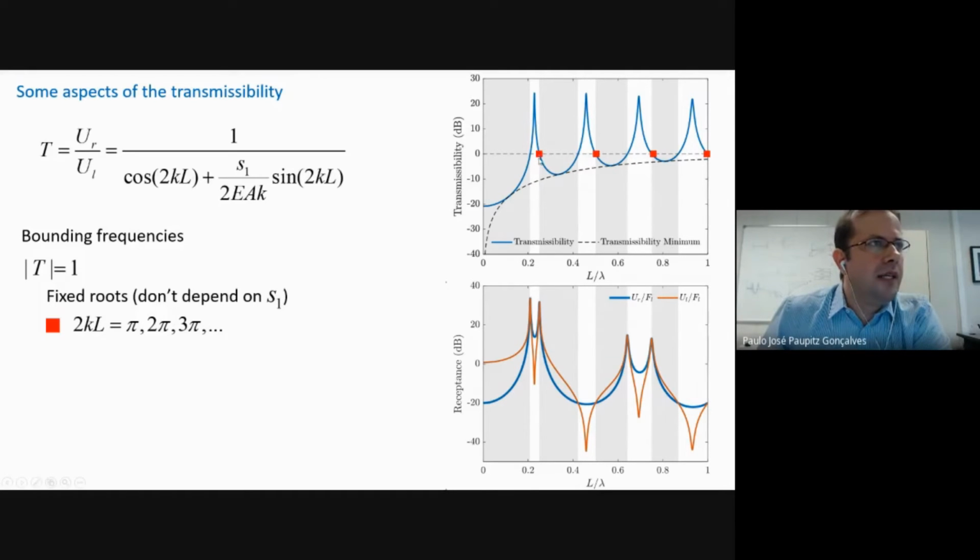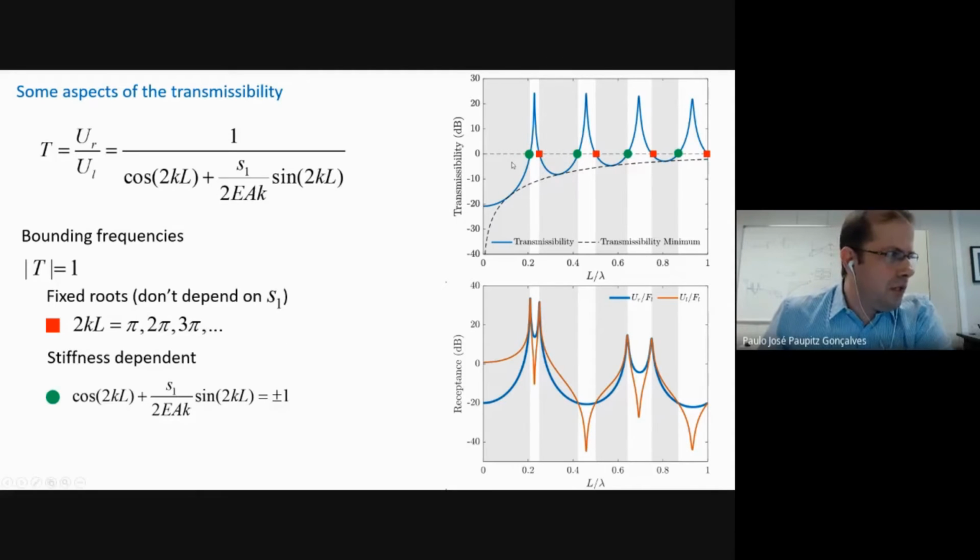Also, you can see that some of these red marks correspond to resonance when you look at the receptance, and some of them correspond to other values which are not resonance. So this second resonance is not going to change if we have nonlinear stiffness, and this other one is not going to change.